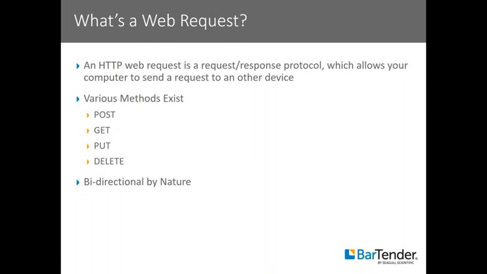There are also various methods or types of requests that exist. The type of request that is made usually indicates what the request will do and or how the data will be passed by the request. One of the major advantages of using a web integration is that these web requests and HTTP as a protocol in general is bidirectional by nature. So when you send a request, you get a confirmation or response from the server that your request has been received.